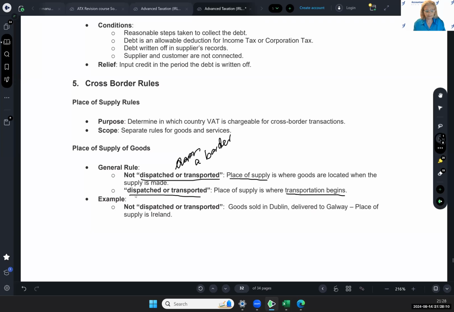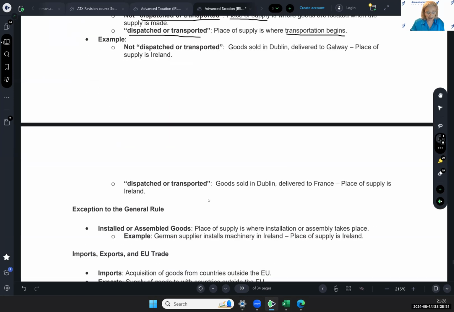All right. Now, there's different rules that would apply where we sell goods to private individuals, but we're not going to worry about those because they're tested less at the advanced tax level. It's more likely going to be the supplies between businesses. So that's your general rule.